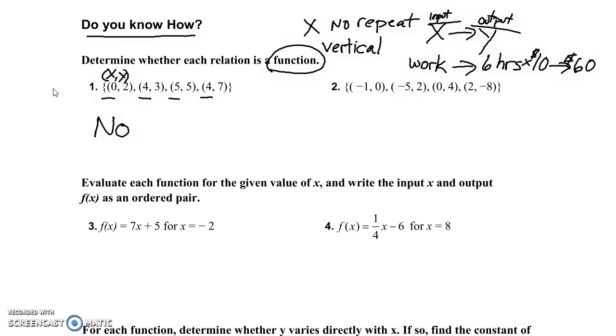And number 2 says, is this a function? Here's the x's. It's all we're looking for here. There's no graph, so we can't do the vertical line test. You have a -1, a -5, a 0, and a 4, and a 2. And this is a yes because nothing is repetitive. If you graph this, obviously nothing would repeat and it would pass the vertical line test.